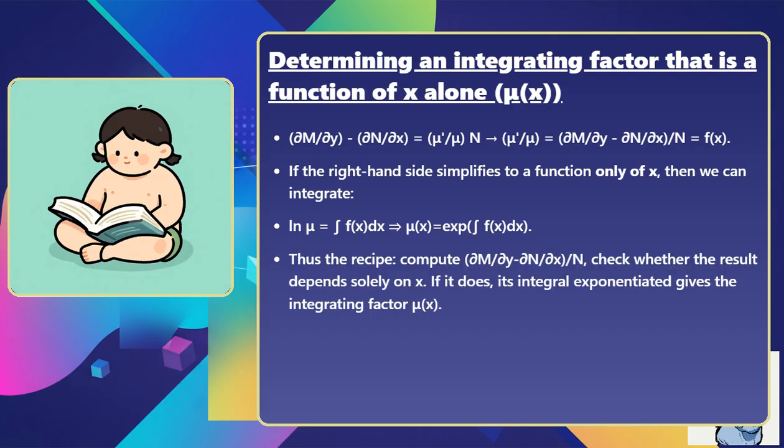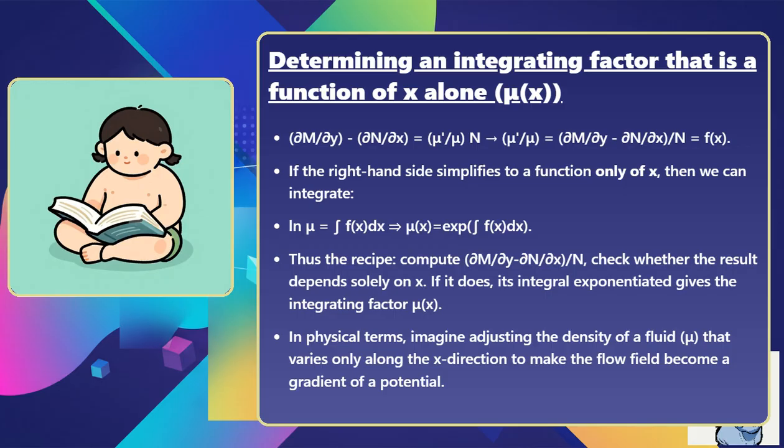Thus the recipe: compute (partial M by y minus partial N by x) divided by N, and check whether the result depends solely on x. If it does, its integral exponentiated gives the integrating factor mu(x). In physical terms, imagine adjusting the density of a fluid, mu, that varies only along the x direction to make the flow field become a gradient of a potential.